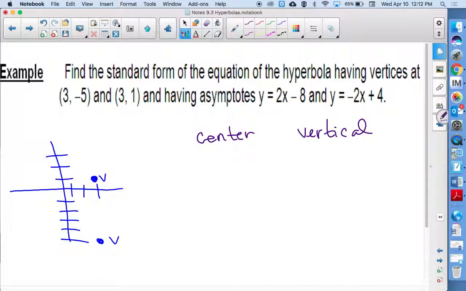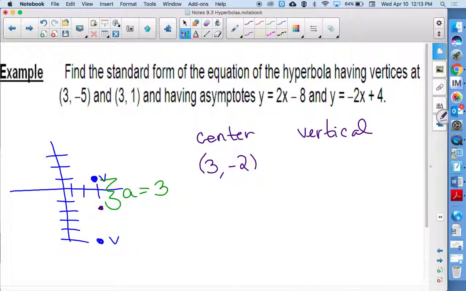So what's the center here? It's 3, negative 3, or 3, negative 2? Yeah. So we're at 3, negative 2. So we can get the center. You have the center, so then you can find a, because it's the distance from the center to one vertex. That's 3.